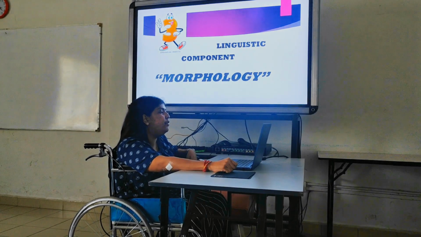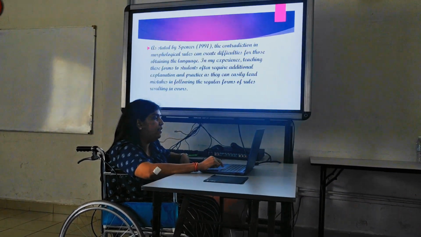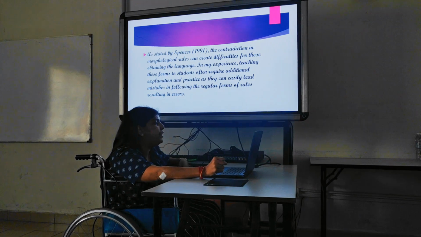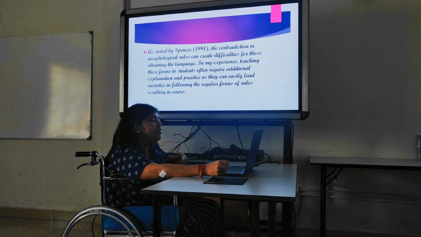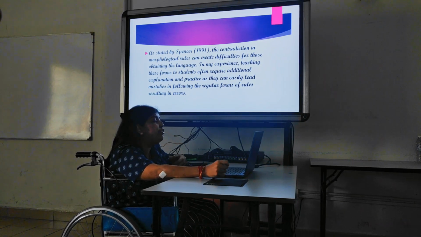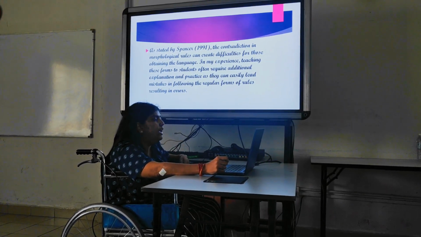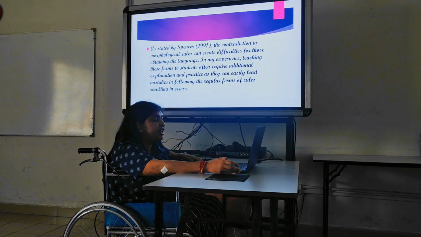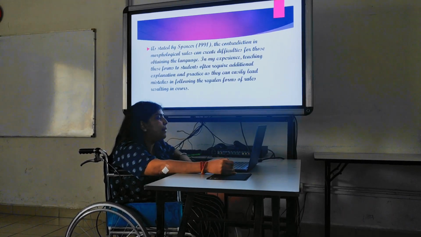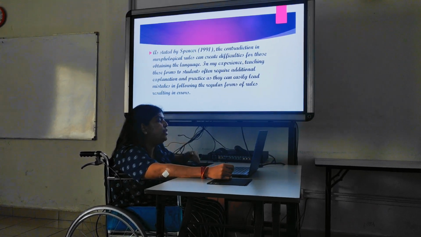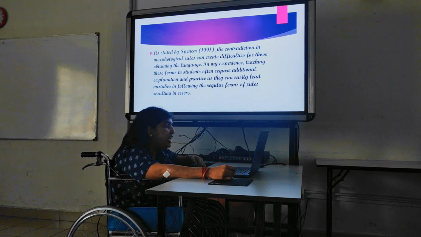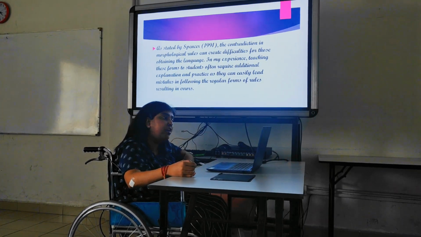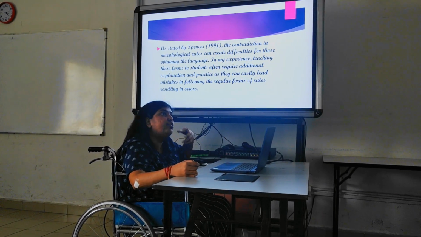The third linguistic component is morphology. Morphology is something that creates difficulty for people who are using the language when they don't understand the rules clearly. Okay? When we are teaching morphology, we have to be very clear in teaching it with lots and lots of examples and explanation, because students might take it wrongly and use the grammar rules and the forms wrongly to create or to use the language.